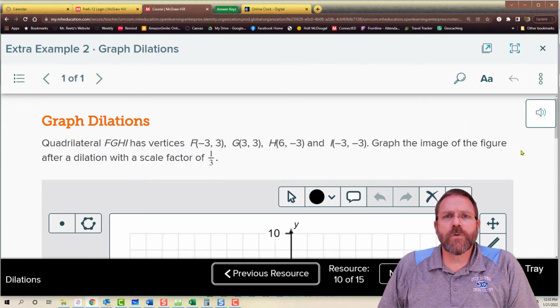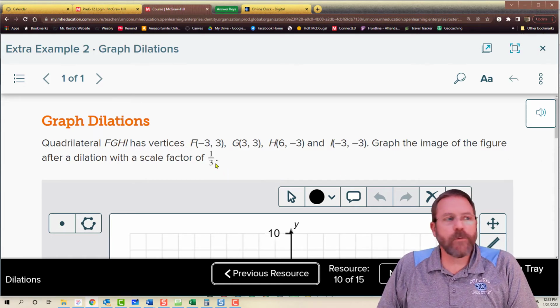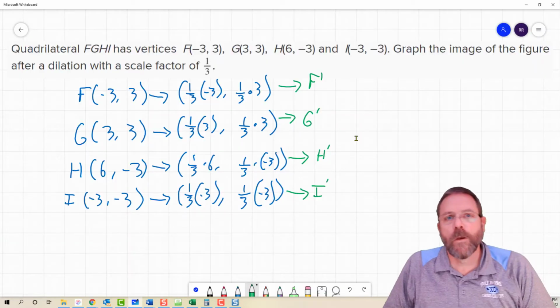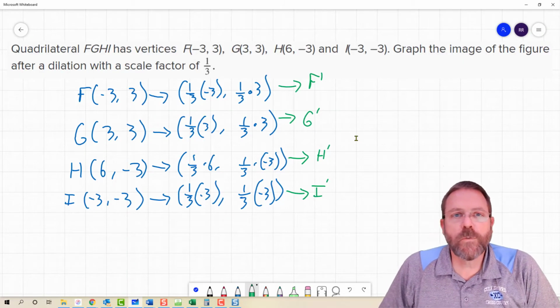Once again, it is your turn to do extra example number 2. Go ahead and pause the video and dilate this quadrilateral by a factor of 1/3. It looks like, yep, every single one of their numbers is divisible by 3, so this should be pretty easy to do. Okay, I went ahead and did the foundational work for you here.